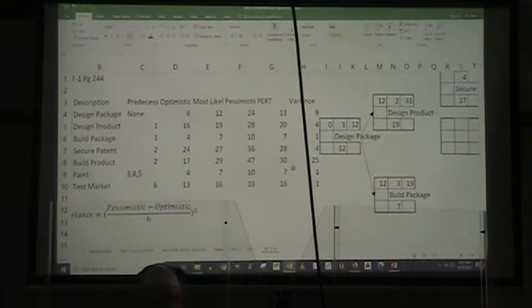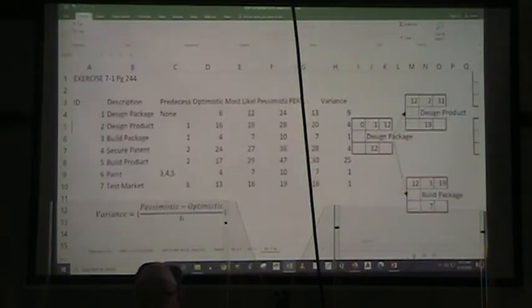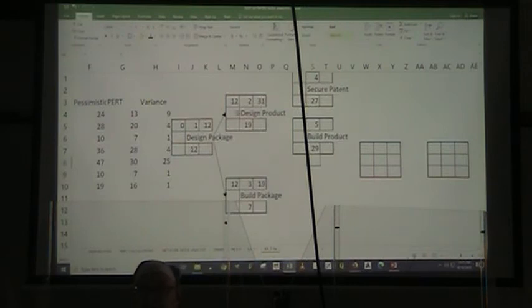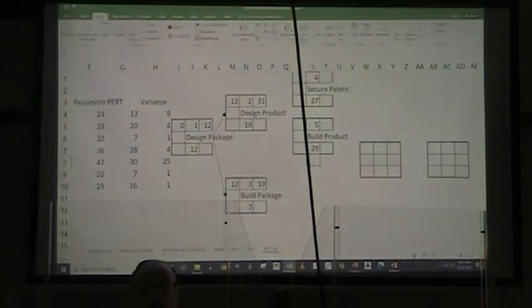All right, and here we have activity number 5. That is equal to build the product, and the duration is equal to the most likely time to build the product. All right, both of these activities split off from design the product. All right, so I'll go ahead and I'll put in the arrows that would indicate that.